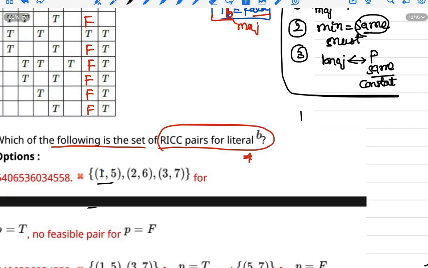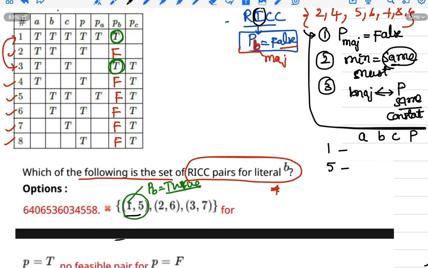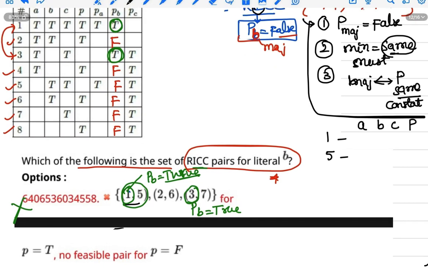First 1 and 5, A, B, C predicate. Without calculating this, for 1, PB is true, right? PB is true here only for 1 and 3. So 3 has PB true and 1 has PB true. The PB major clause is true. For this reason this option is incorrect. It cannot be an RICC pair. If PB is true, it must be an RACC pair. So this option is incorrect.